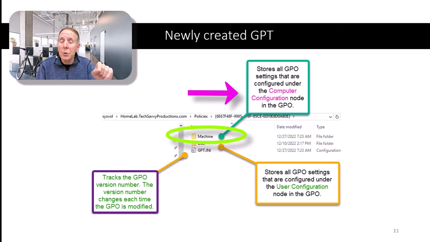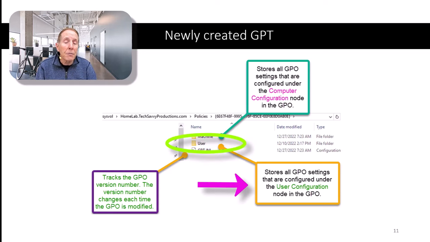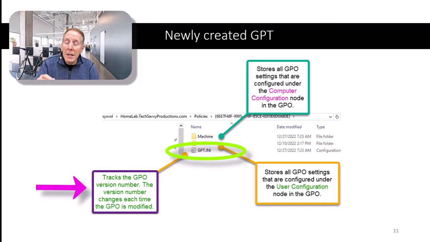That's going to store the computer configuration information for this GPO. There's also another folder called user, and that's going to store the user configuration information for that GPO. And the GPT.INI tracks the GPO version number and any time there are changes or modifications to this GPO.